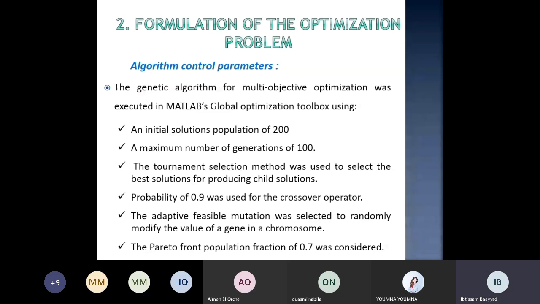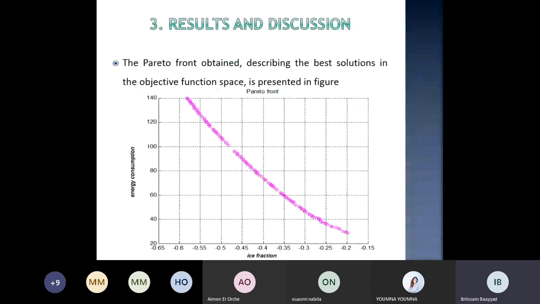All these algorithm control parameters were fixed after several pretests with different values selected from other optimization work in other fields, in order to achieve the best trade-off between computational time and reliability of the Pareto optimal curve. As a result, the Pareto front obtained, describing the best solutions in the objective function space, is presented in this figure.